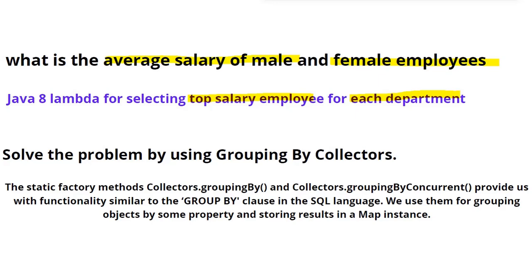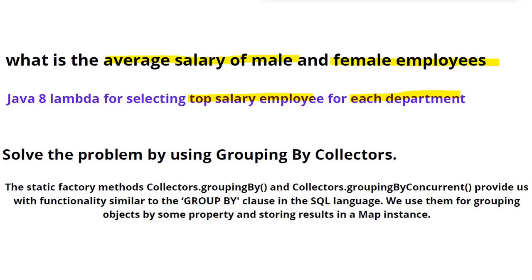groupingBy and groupingByConcurrent provide us with functionality similar to the GROUP BY clause in the SQL language. We use them for grouping objects by some properties and storing the result in a map instance. These new features were added in JDK 8 inside the Stream API. Now we will check both problems in practical.